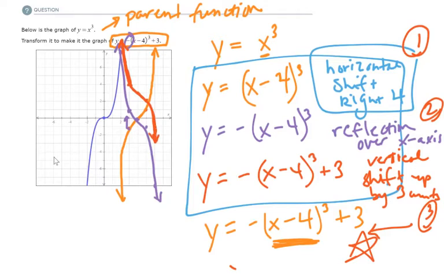In ALEKS, there are actually ways that you can just move the graph the way you're asking it to move. So please use those tools to do so, or you can plot the points. You can do it on paper first and then check on the program and put in your answer in ALEKS. I hope this helps.